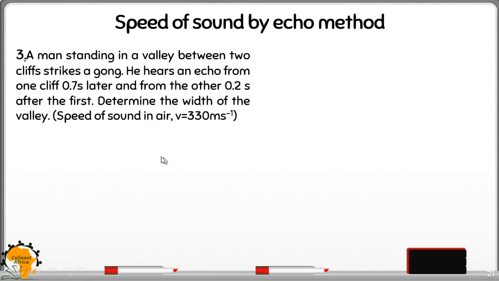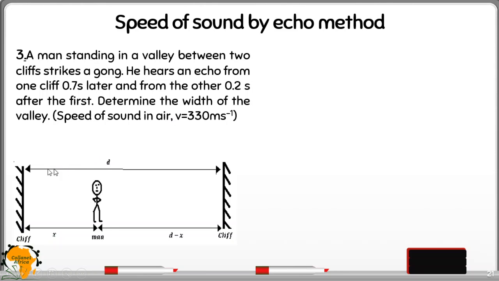Another example. A man standing in a valley between 2 cliffs strikes a gong. He hears an echo from one cliff 0.7 seconds later, and from the other 0.2 seconds after the first. Determine the width of the valley. This is the presentation of our case here.